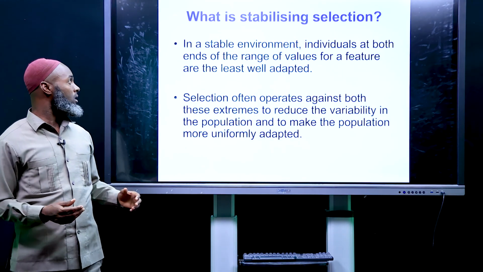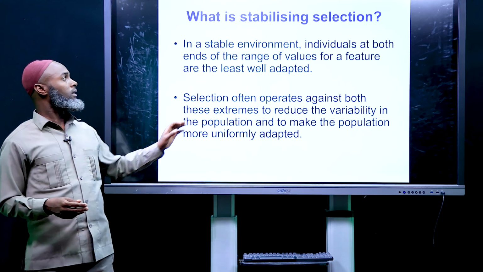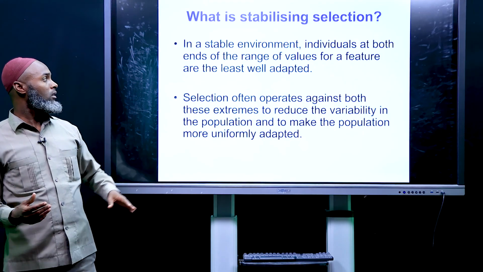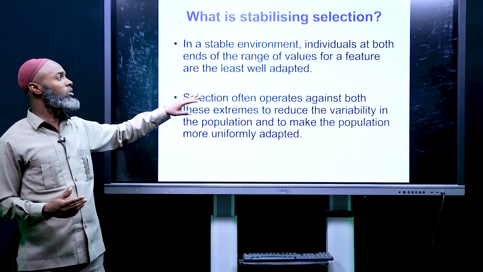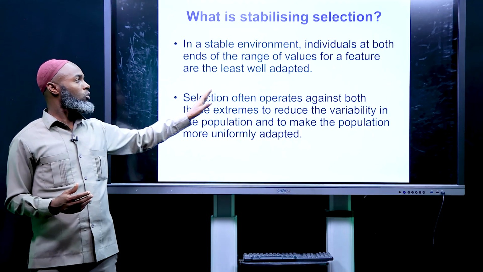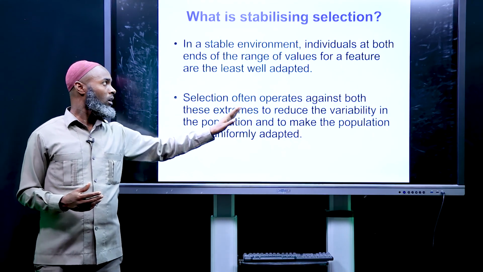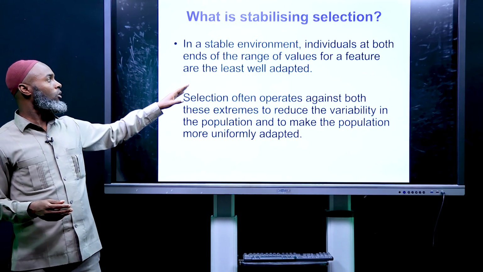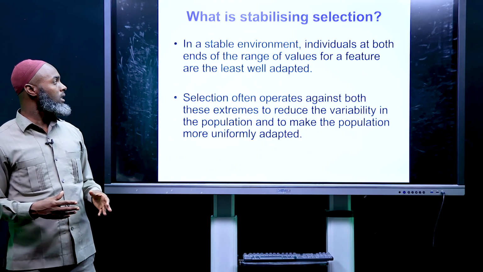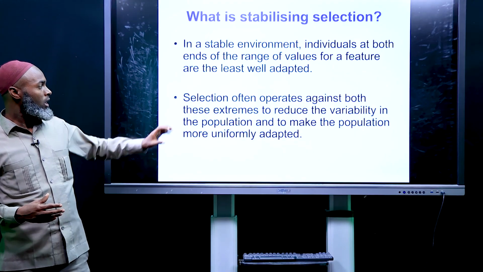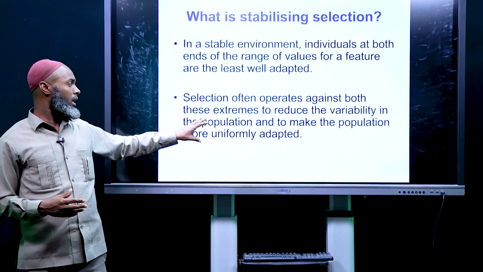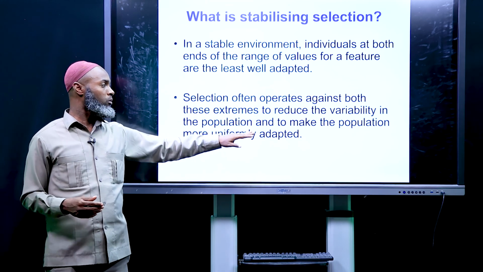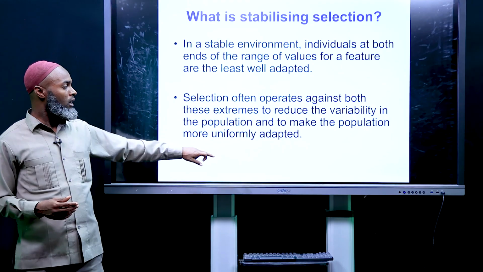Stabilizing selection is the second type of selection. From the name itself, it is a stable environment. Individuals at both ends of the range of values for a feature are the least well adapted. Selection often operates against both extremes to reduce variability in the population and to make the population more uniformly adapted.